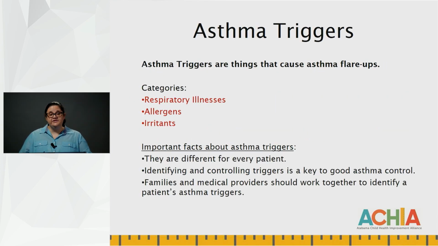Asthma triggers are simply the things that cause asthma to flare up. There are three main categories. The first are respiratory illnesses, the second are allergens, and the third are irritants. There are some important facts that we need to talk about with regards to triggers before going any farther.